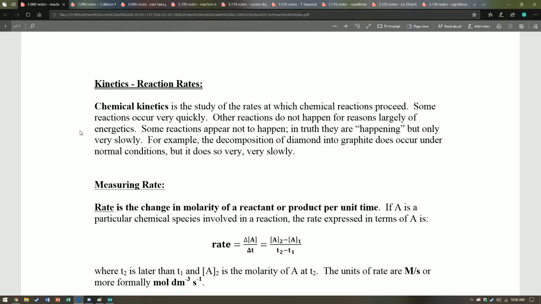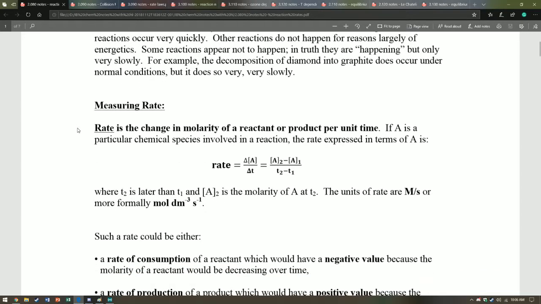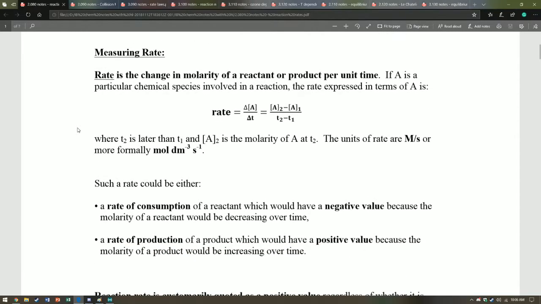Chemical kinetics is the study of how fast chemical reactions occur. Some reactions are fast, others are slow. That seems pretty intuitive. Anyways, with that said, the way we measure rate is we typically take the change in molarity of a reactant or product per unit time. If A is a particular chemical species, then the rate is delta concentration of A over delta T, which amounts to that.